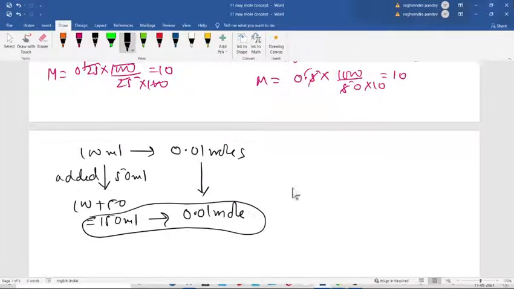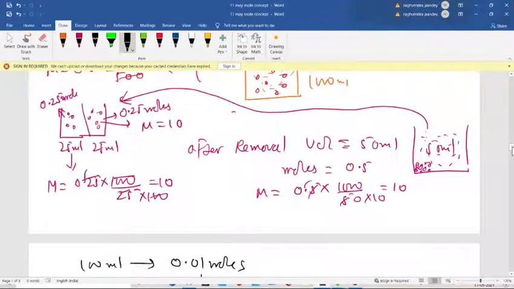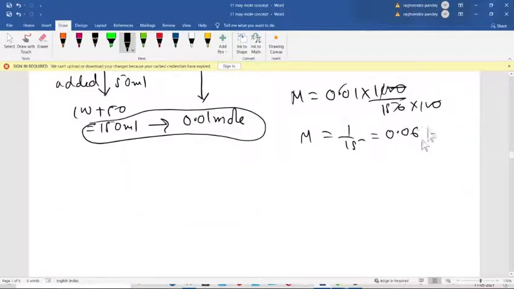150 ml, 0.01 mole. So molarity is 0.01 into 1000 upon 150. Let's cancel the zeros, so that will be 1 by 15, which is approximately 0.06. Now what was the earlier molarity? That was 0.1 molar. From 0.1 molar, molarity has decreased to 0.06. That is called dilution.